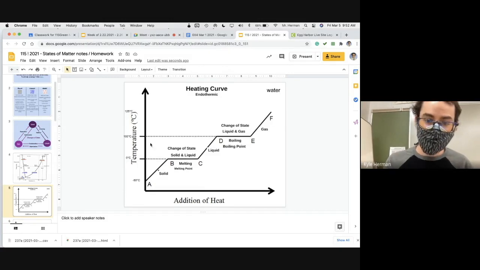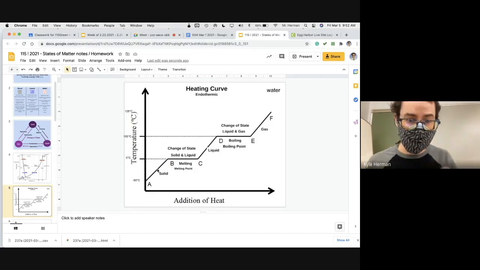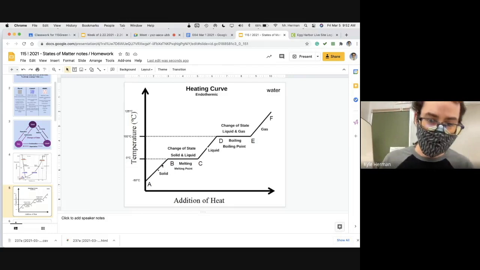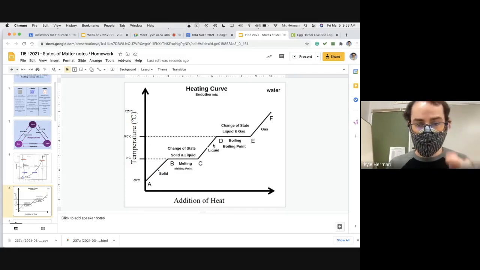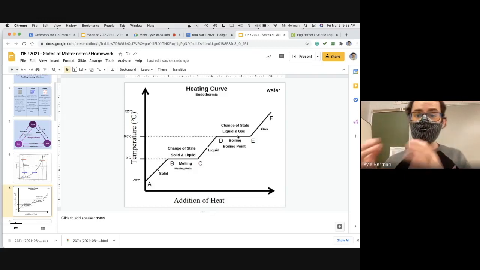Now, each of these sections, each of these line segments requires a certain amount of energy. So what we can then do is figure out how much energy it takes to heat up that ice cube, and then how much energy it takes to melt, how much energy it takes to heat up this liquid, how much energy it takes to boil, how much energy it takes to heat up this gas. We can add that all up and figure out how much energy it takes to take your ice cube and turn it into gas.